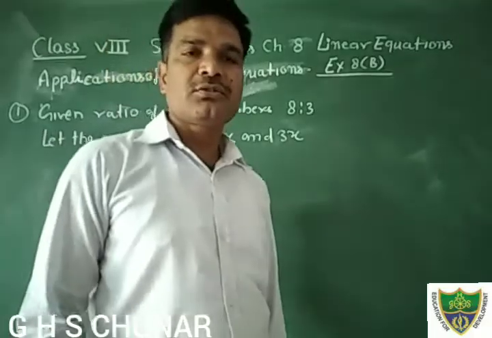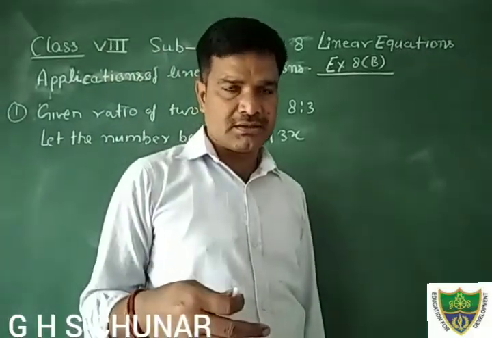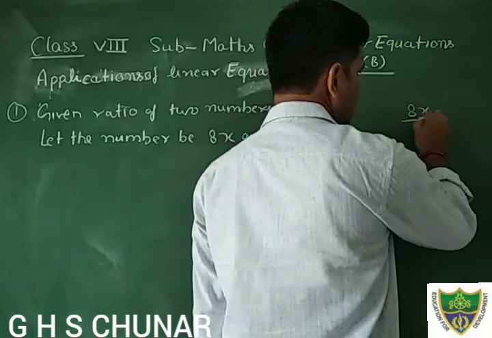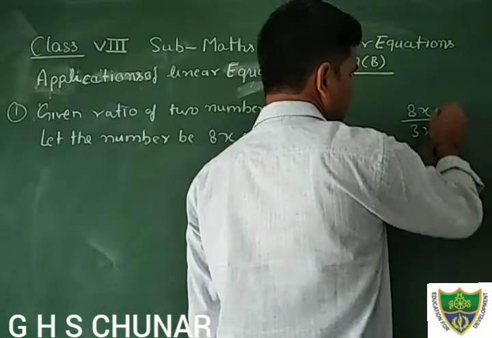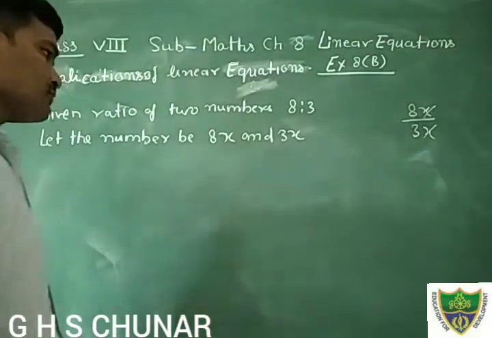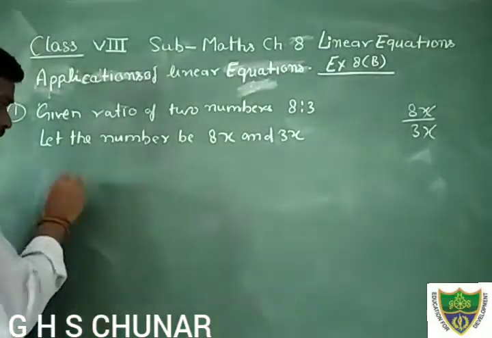To find the ratio, we write them in the form of a fraction. That is the ratio 8x upon 3x. Then x will be cancelled, and the ratio will be 8:3. Okay.